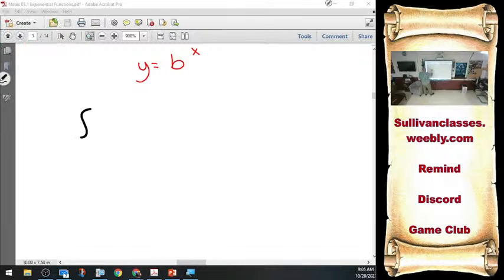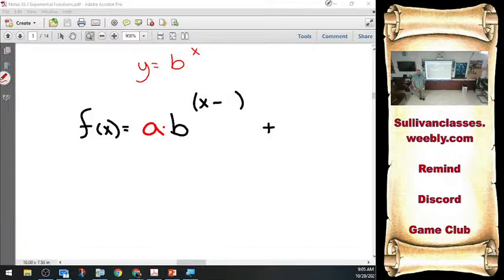The transformations are A. I hope I don't have to write them anymore. Beat them to death in Algebra 2. What does A do? The number that's in front of. Vertical stretch, vertical compression, vertical reflection. Another name for vertical reflection: reflection in the x-axis. Okay.